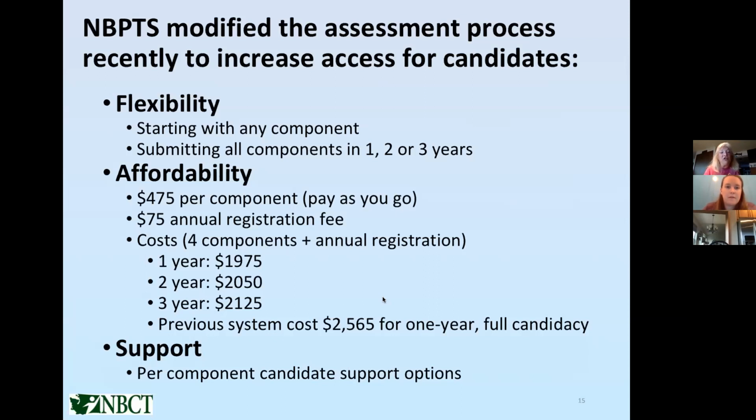So if it takes you 1 year, it's $75. 2 years, you pay that $75 again. In 3 years, you pay it for your 3rd year. And they have tried to increase the amount of support through cohorts that is available.